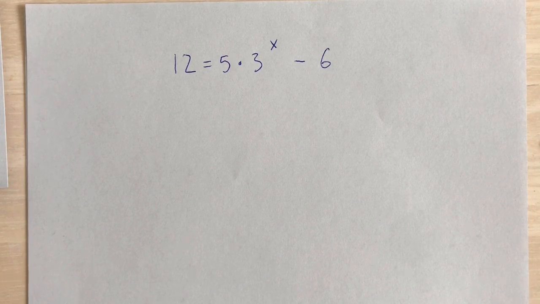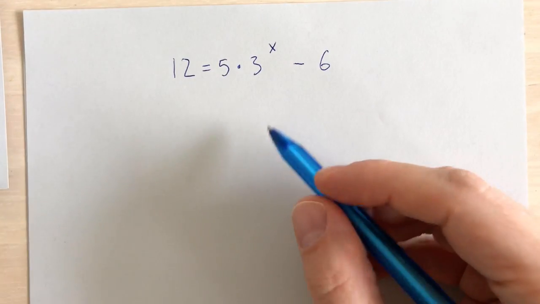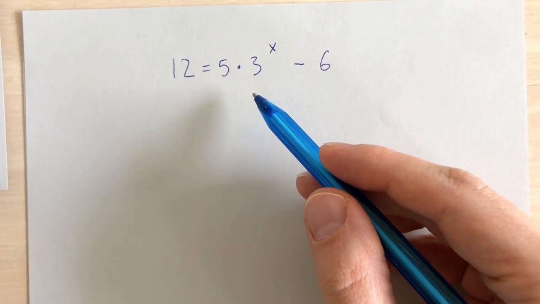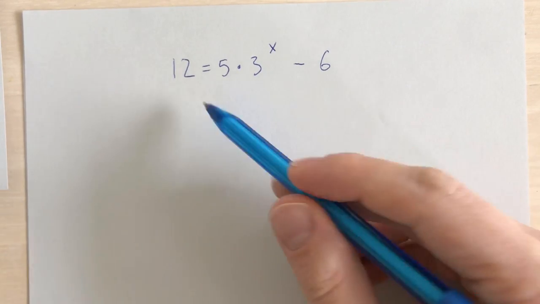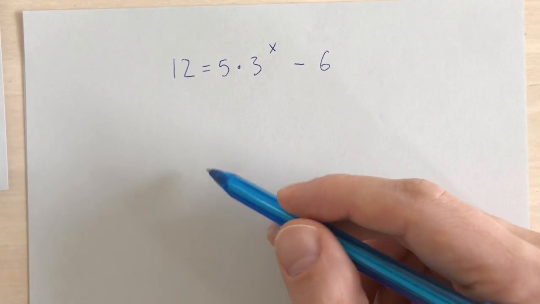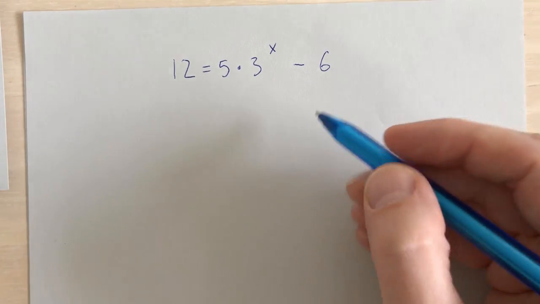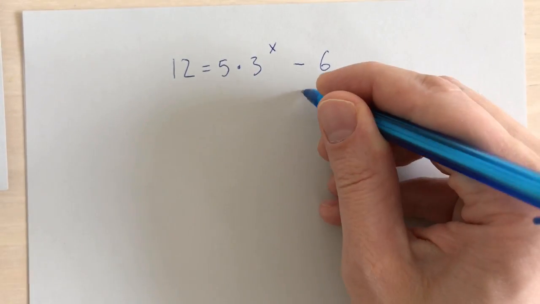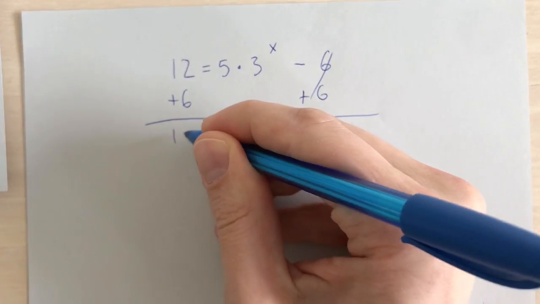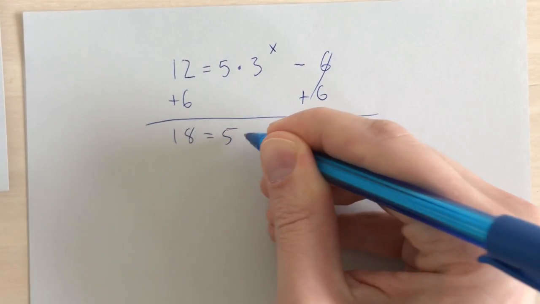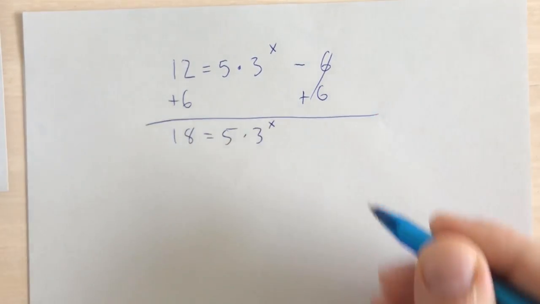problems. So in this problem, at least the exponential equations, what you're going to want to do is get the exponent by itself first. So if there's anything around that exponent, you want to make sure that you move it to the other side of the equation. So in this problem, we're going to start off by adding 6 to both sides. And that's going to get us 18 equals 5 times 3 to the x.